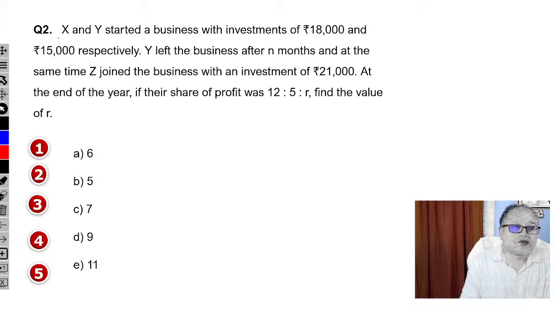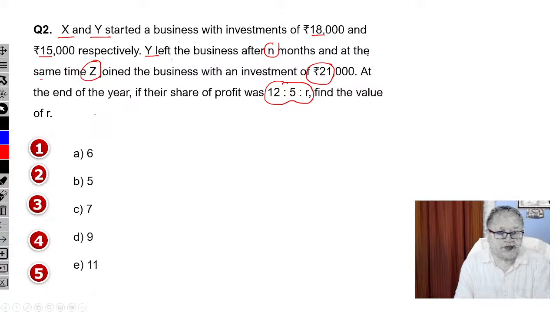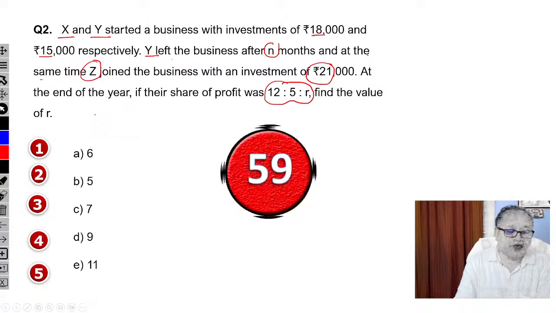Question number 2. X and Y started a business with investments of 18,000 and 15,000 respectively. Y left the business after n months and at the same time Z joined the business with an investment of 21,000. At the end of the year, if their share of the profit is 12:5:R, find the value of R. Your time starts now.